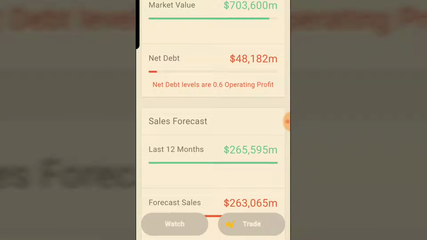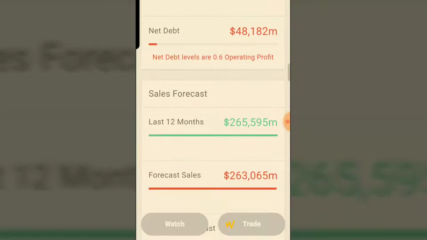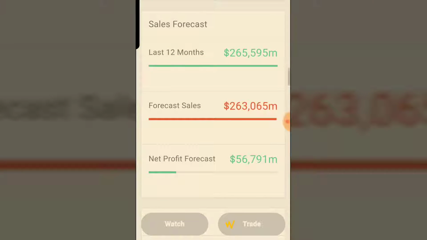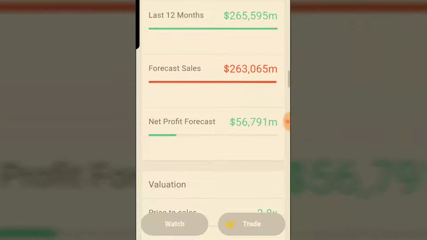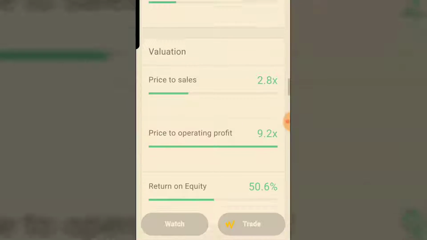Apple is also 48 million in debt. Less than 1%. It's not expected to make as much. The growth is starting to slow down a bit.